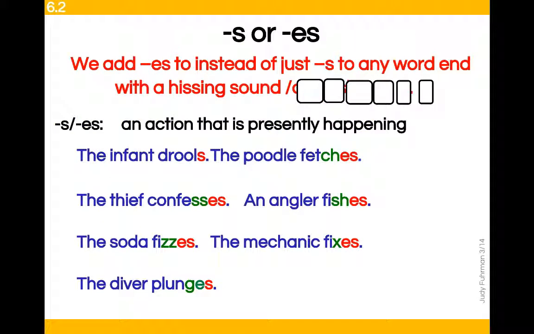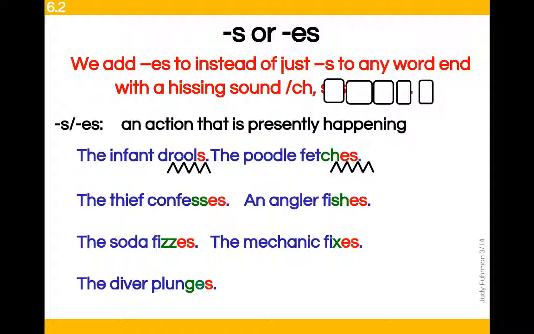We add ES instead of just S to any word that has a hissing sound. So let's look at the first sentence. The infant drools. I don't hear a hissing sound at the end of drools. I hear an L sound, so I just use S. The poodle fetches. I hear a hissing sound at the end. One of those hissing sounds is CH. I need to add ES instead of S.